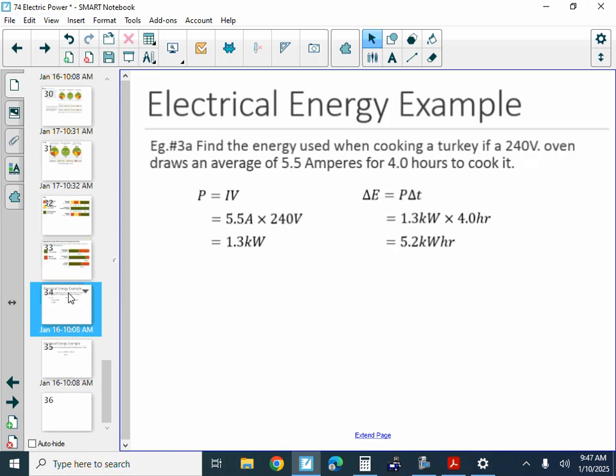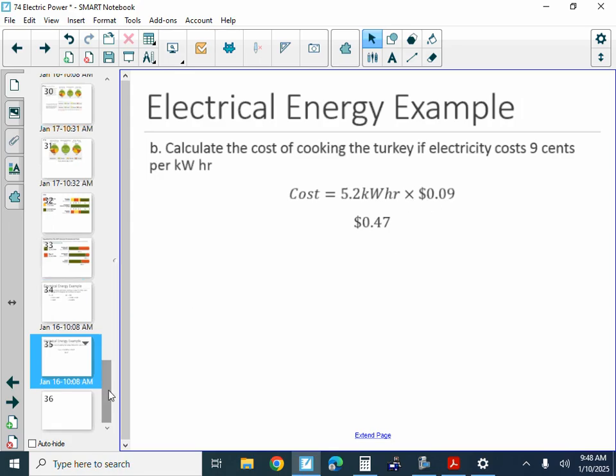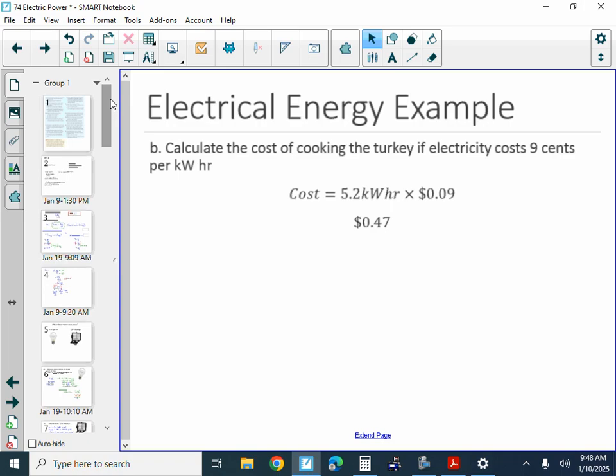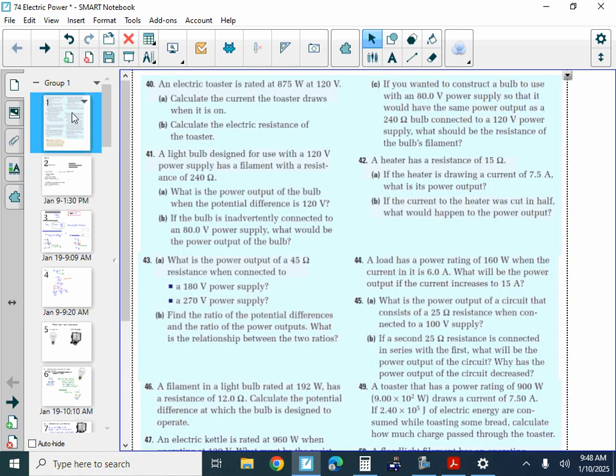over time. So an electrical energy example here, we have 5.5 amps at 240. You're using this many kilowatts, and then if you multiply that by the number of hours you used it for, you can get the number of kilowatt hours. This is a rate of flow of energy. This is an amount of energy. So if you're looking at the cost of something, you just multiply it by the number of cents per kilowatt hour, right? So that is our unit, or our lesson on electrical power.